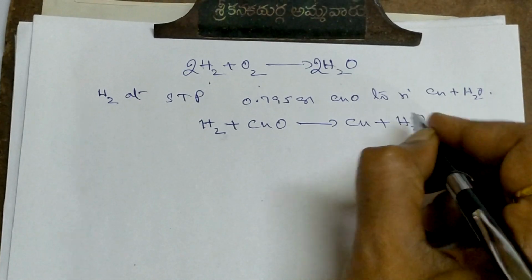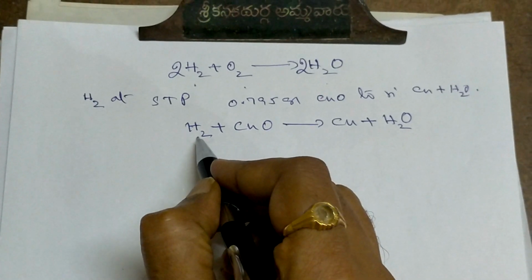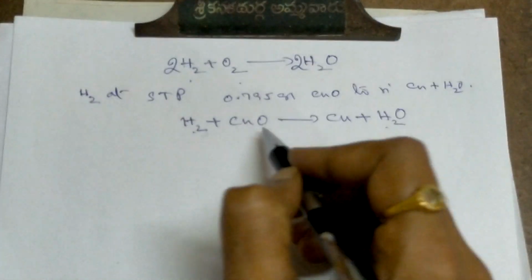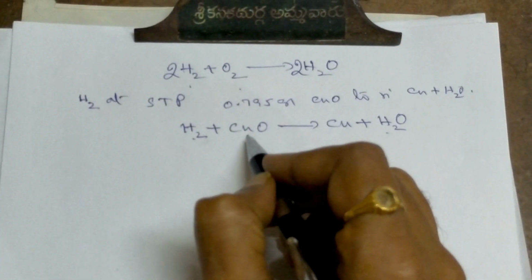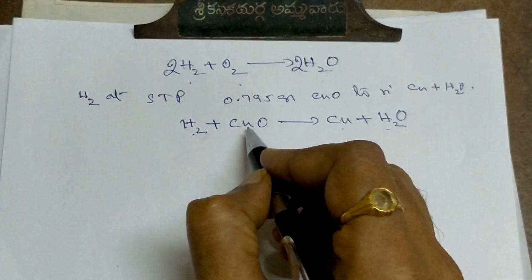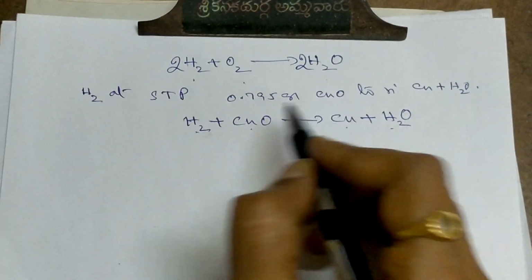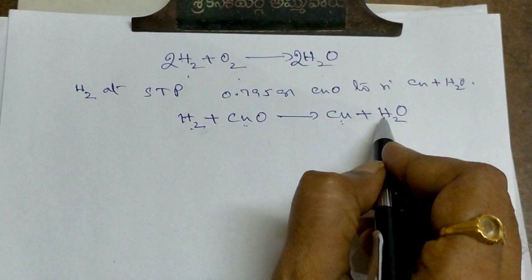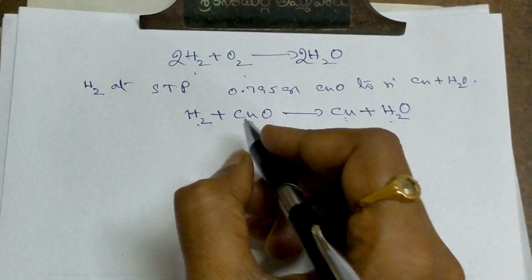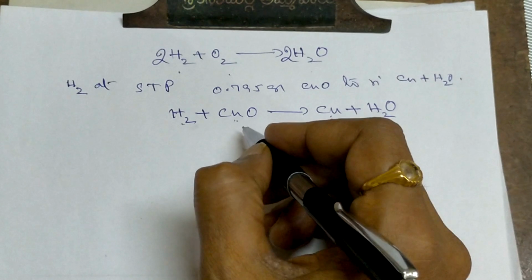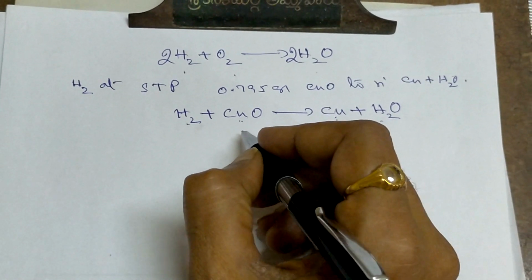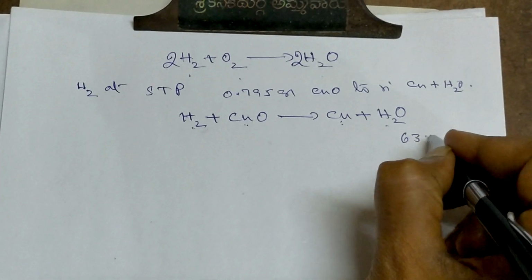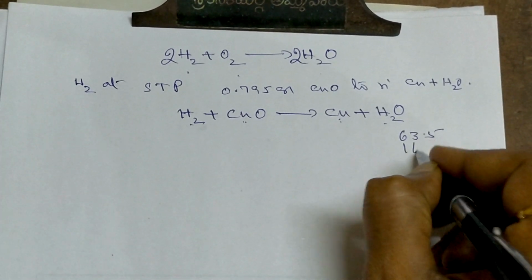H2O. Here hydrogen is in the 0 state, now it has the +1 state, +1 valency. Copper +2 has become 0. Okay, this is the reaction and it is a balanced reaction: 1, 1, O, H2, H2. So it is a balanced equation. Now, one should know the molecular weights. Copper is about 63.5 and oxygen is 16.